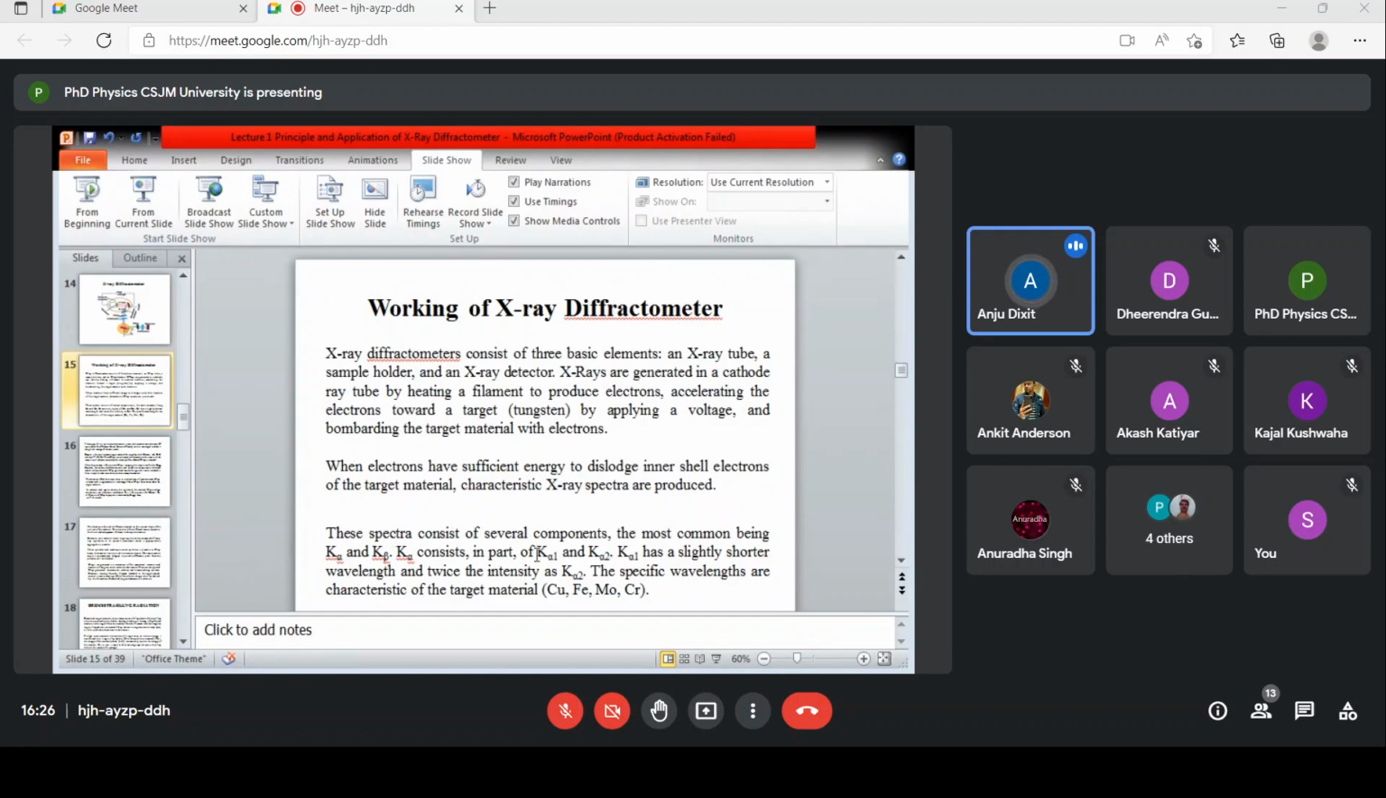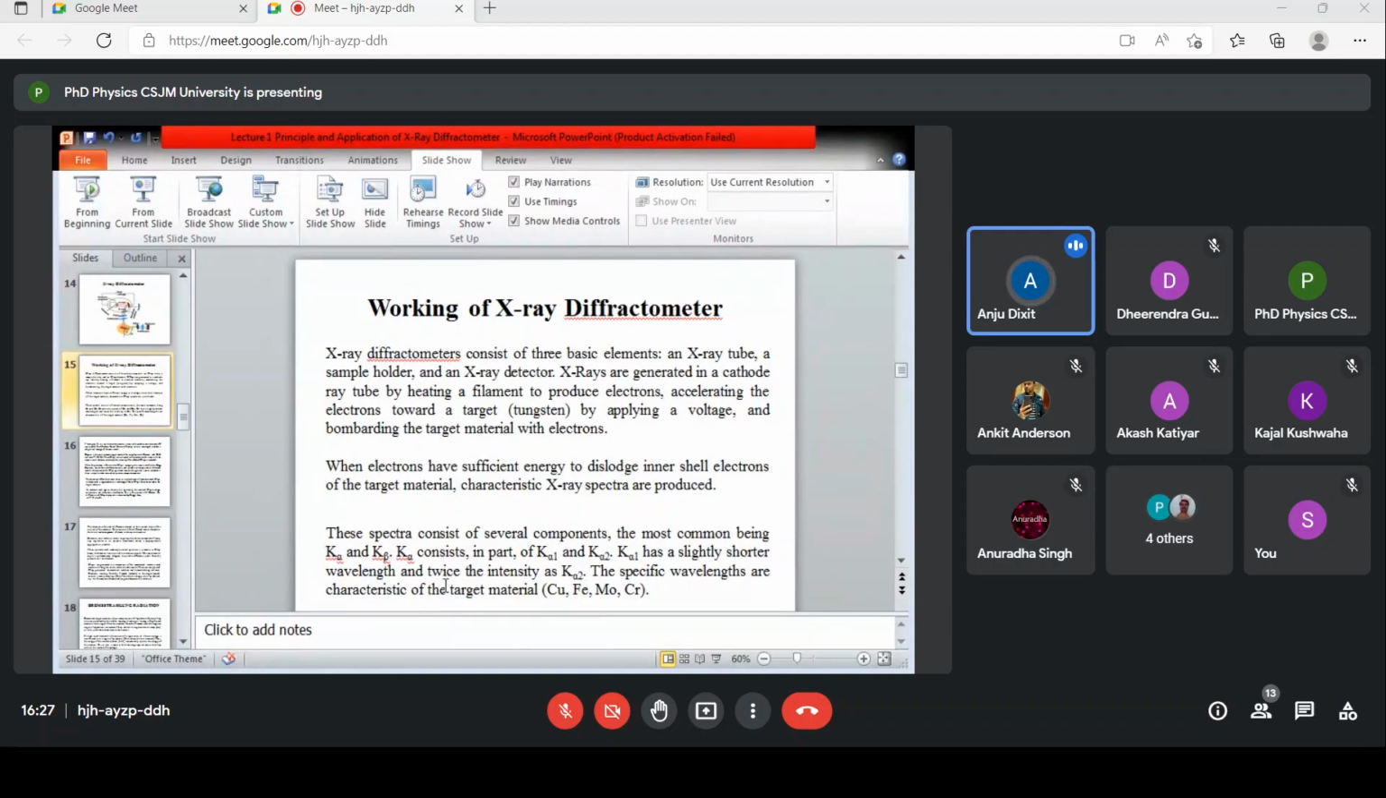These spectra consist of several components, the most common being K alpha and K beta. The spectra that are produced have two main components, the most common ones, K alpha and K beta. K alpha also has subparts: K alpha 1 and K alpha 2. Although the difference in wavelength is not big, the difference is there. K alpha 1 has a slightly shorter wavelength and twice the intensity of K alpha 2.